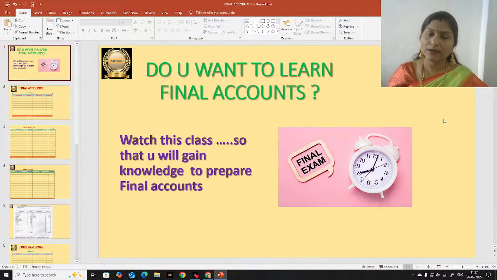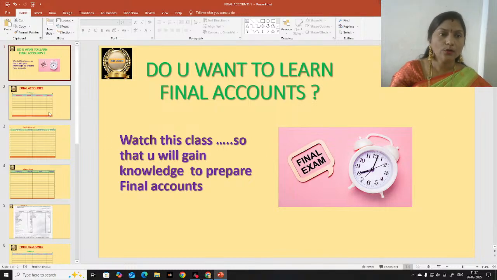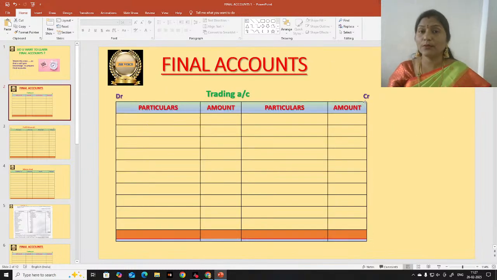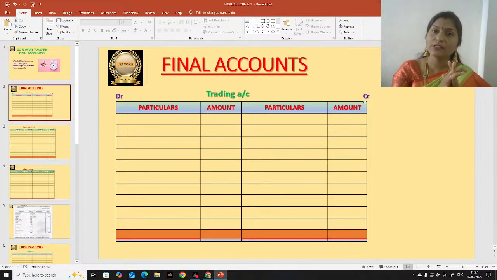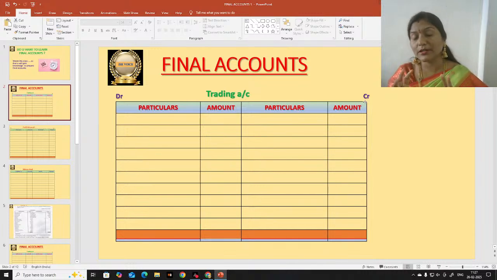So let us learn what the format is. I already told you that final accounts is a combination of three accounts: trading account, profit and loss account and balance sheet. In every account we are going to record some items. If you remember what we write in each, it is very easy to learn final accounts. So here you have the format of the trading account now.